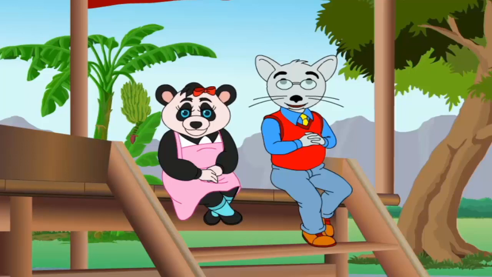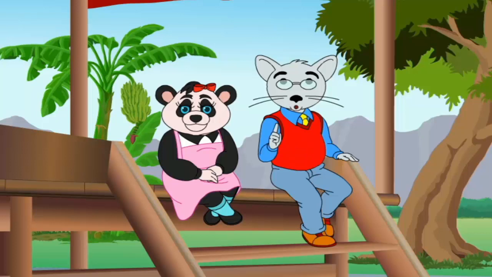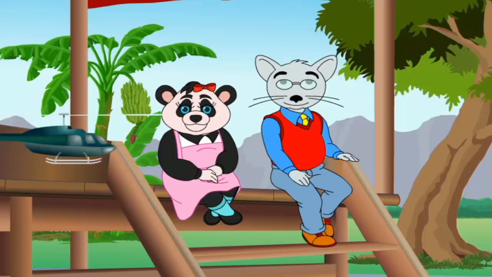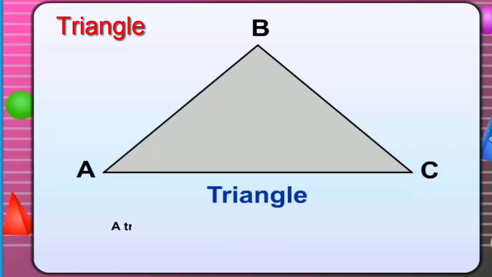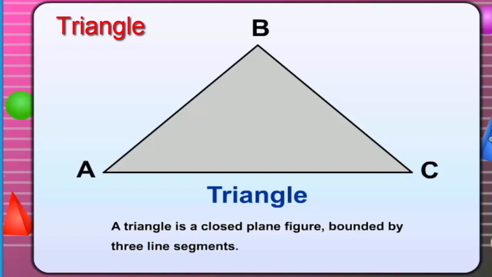Dear students, today we are going to talk about the triangles. This is the triangle ABC. A triangle is a closed plane figure bounded by three line segments.